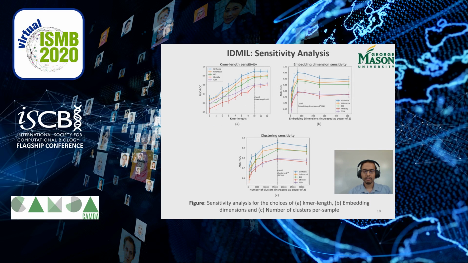So this is the sensitivity analysis performed in this project. We wanted to see how the AUC-ROC value changes with the choice of k-mer length, the embedding dimension, and the number of clusters. So you can set a cutoff value after which the computational burden increases significantly, but it does not provide any significant increase in AUC-ROC value. For example, the k-mer length was set to 10. We have chosen the embedding dimension as 2 to the power 6 or 64, and we have chosen the number of clusters per sample, or instances per sample, as 2 to the power 14 or 16,384.